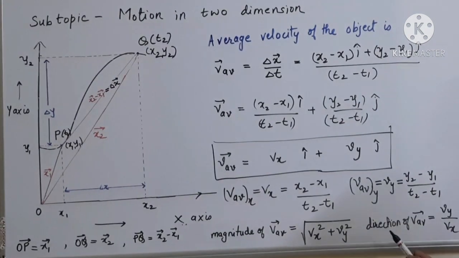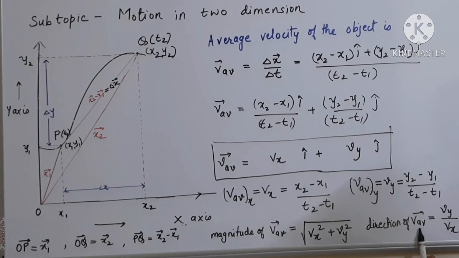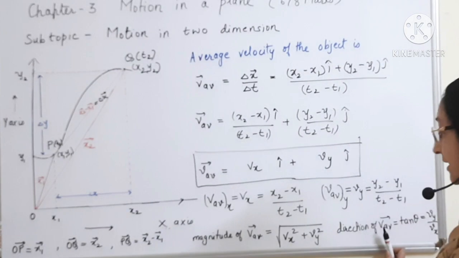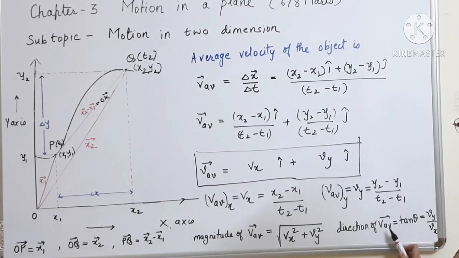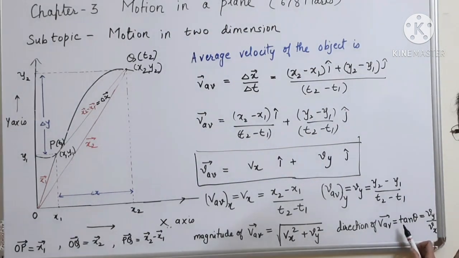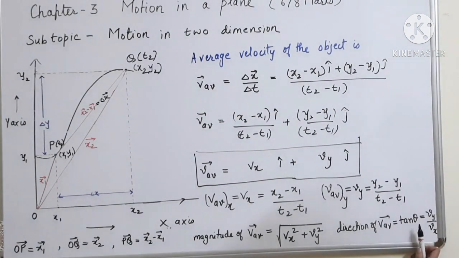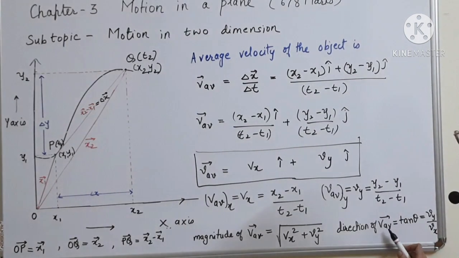And the next is the direction. आपण या vector ची direction आपण कशी लिहितो आहे. So direction of the average velocity is v average. The direction of v average, that is the average velocity, is tan of theta according to what we have studied in the initial chapter, mathematical methods. Tan of theta is vy upon vx. So theta gives the direction. Tan theta gives the direction of the average velocity.